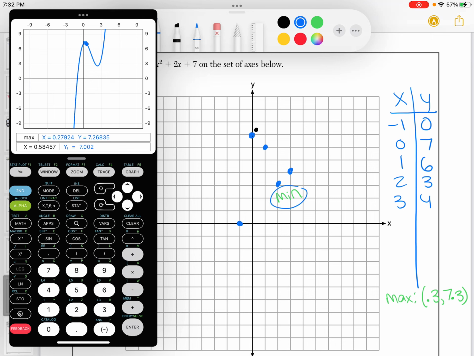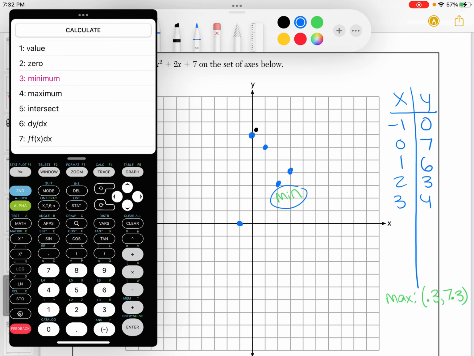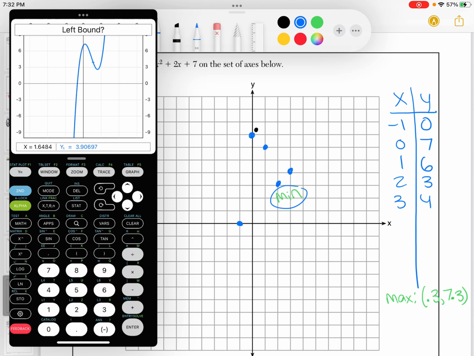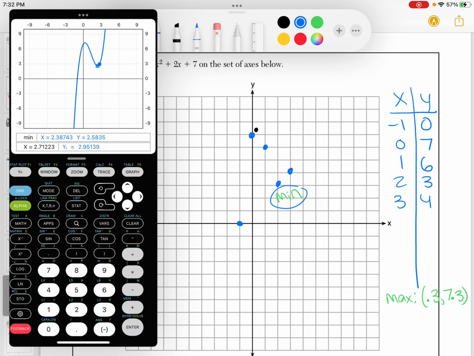Now I need to do the same thing with the minimum. It's somewhere down here. So I'm going to do second trace, go to minimum, and once again it walks me through what it needs. I go left bound, so a little bit to the left of the minimum, press enter. Right bound means move your cursor a little bit to the right of the minimum, press enter, and then you guys press enter one more time. And I get that when I round my minimum, it's about 2.4, and the y value is about 2.6. So I'm going to plot that point, 2.4, 2.6, it's about right here.